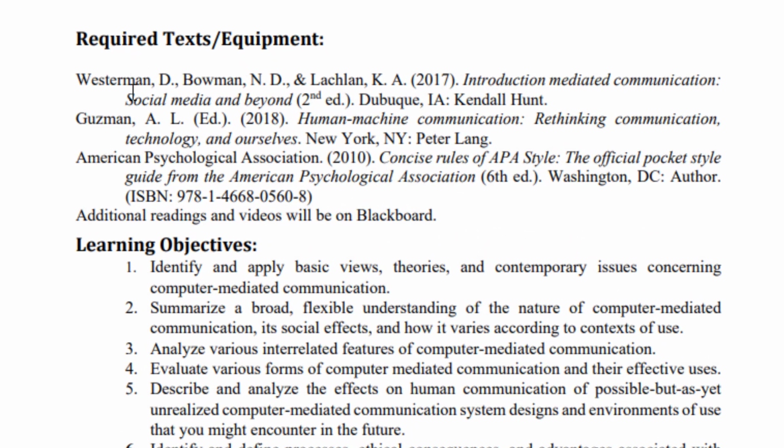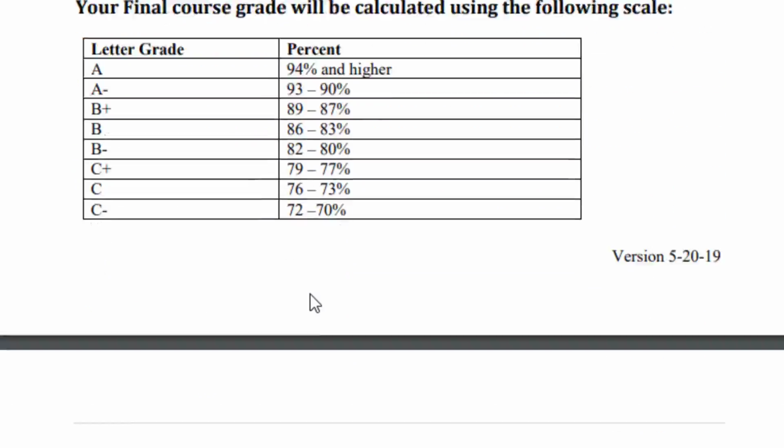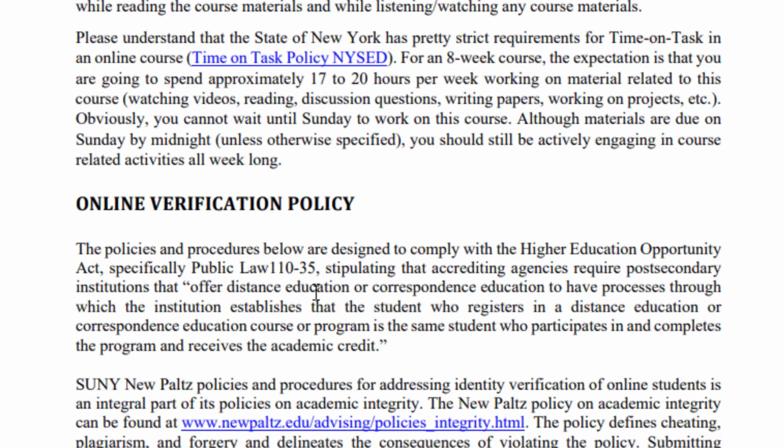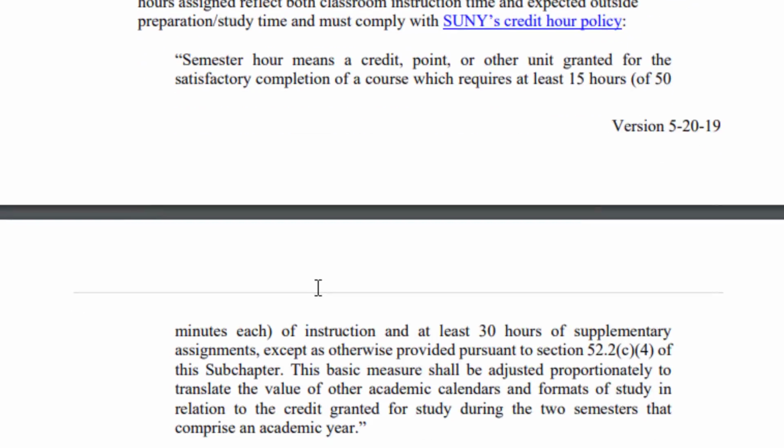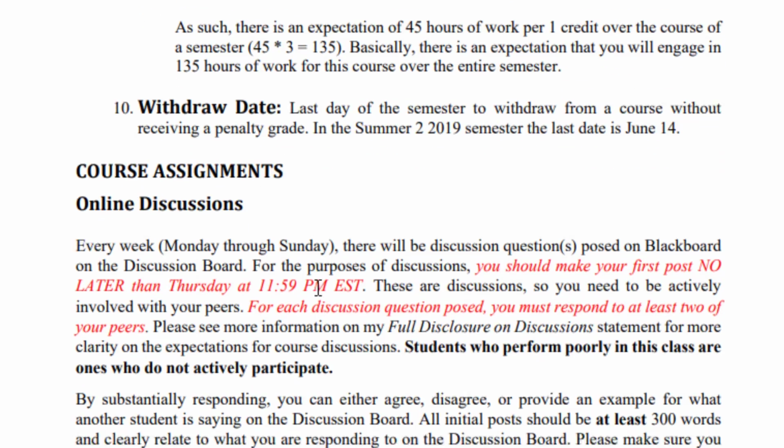Then, of course, there are the required texts. There are 3 required texts for this class. We'll look more at those in just a second, but this gives you the information on what those are. We have the learning objectives, then it breaks it down by the assignments, talks about what an online course is and makeup work. Then it has university policies. Please make sure you take a second to read all of this.